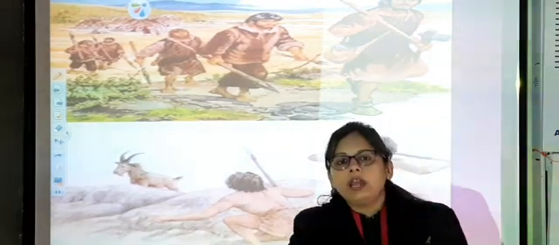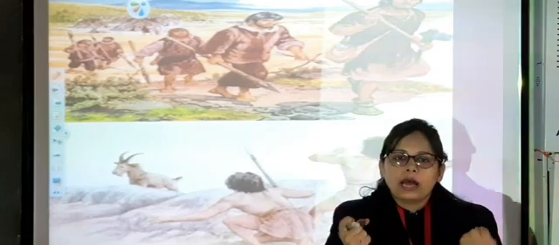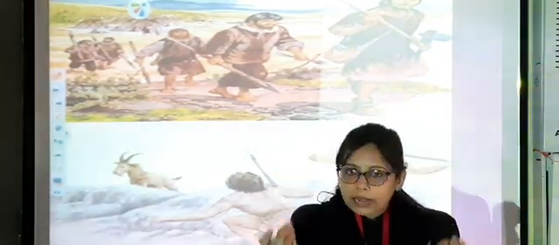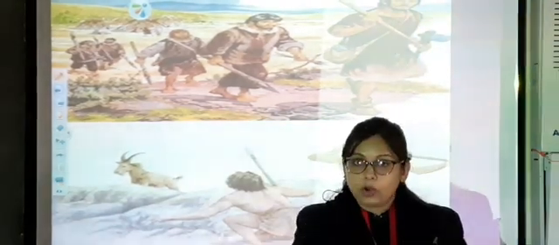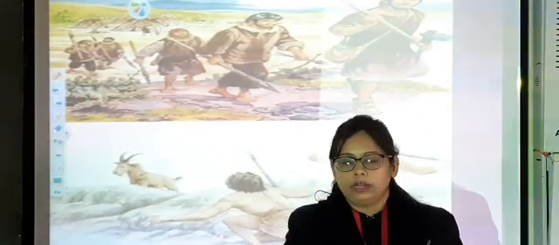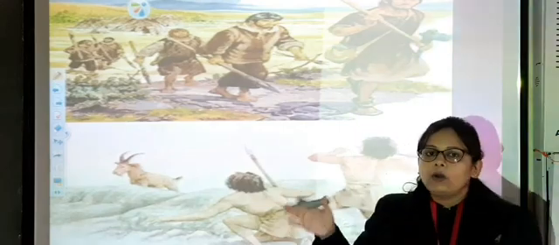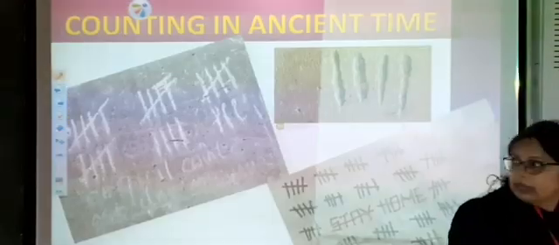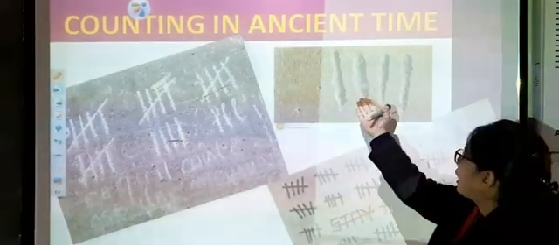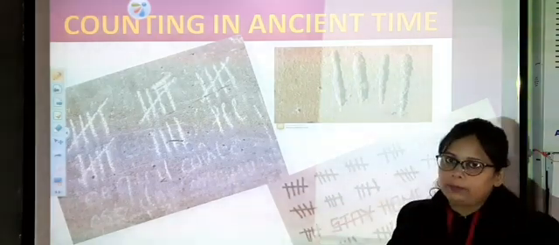So they invented lots of methods for counting. One of them was counting on the fingers. But again there was a problem, because there are only 10 fingers. What about larger numbers? Well, they invented another method and started counting on rocks. They started making symbols on the rocks. See, for 4 animals they made 4 lines.